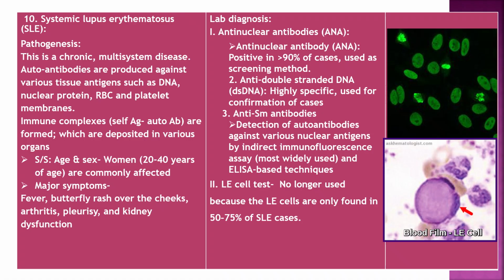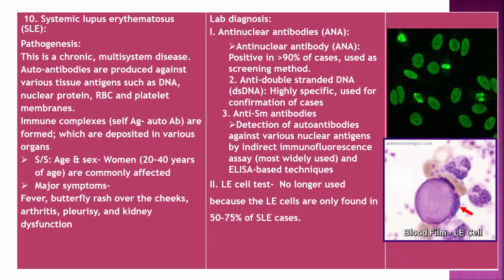Symptoms: age and sex, women 20 to 40 years of age are commonly affected, and major symptoms are fever, butterfly rash over the cheeks, arthritis, pleurisy, and kidney dysfunction. Lab diagnosis: anti-nuclear antibody is positive in more than 90% of cases and is used as a screening method. Anti-double stranded DNA, dsDNA, is highly specific and used for confirmation of cases.